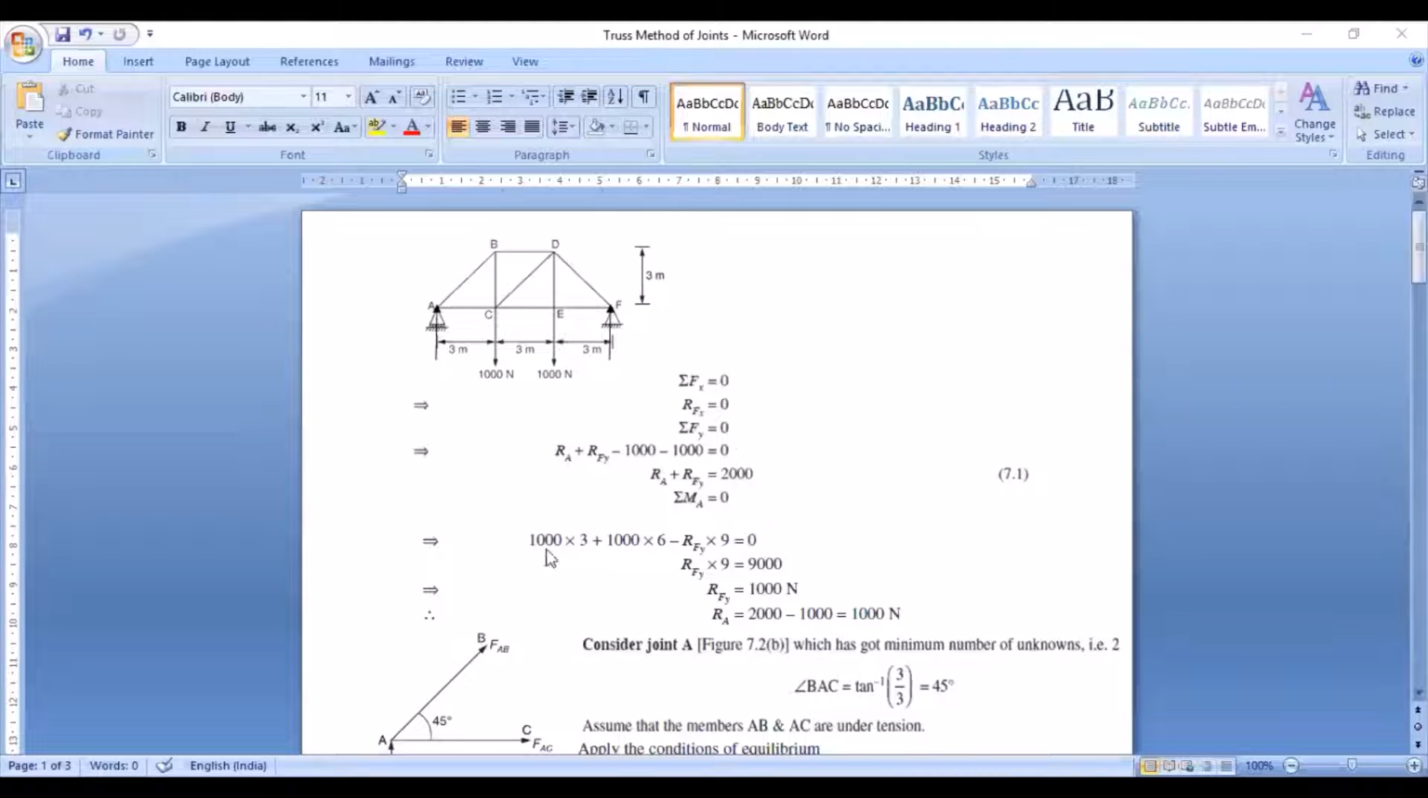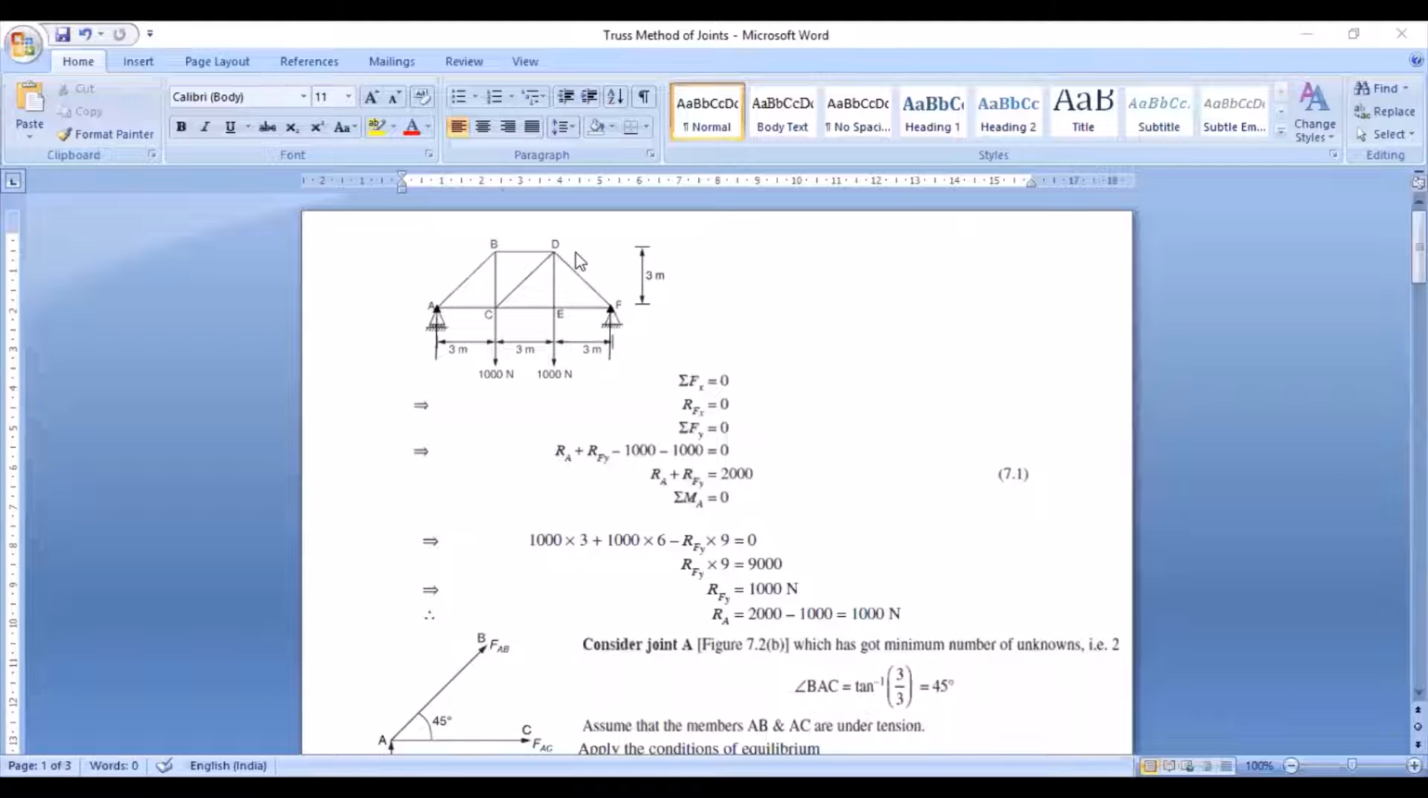Next, you're supposed to solve this problem for member forces. Now see, you have many members here. AC is a member, AB is a member, BC is a member, CD is a member, CE is a member, DE is a member, DF is a member. All these points A, B, C, D, E are called joints.